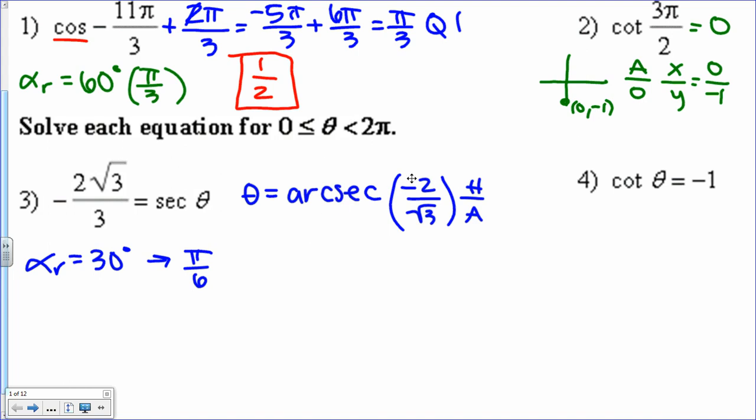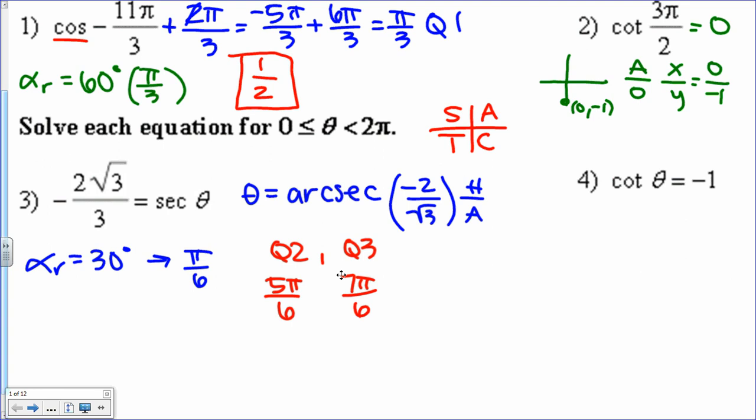Secant is negative in quadrants 2 and 3. Again, we got that by looking at our CAST. So in quadrant 2, it is 5 pi over 6. Again, you can use any of those formulas or your chart to get through that. And then in quadrant 3, it is 7 pi over 6. So these would be your two answers right here.